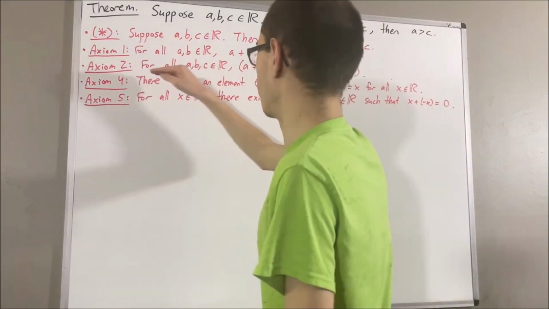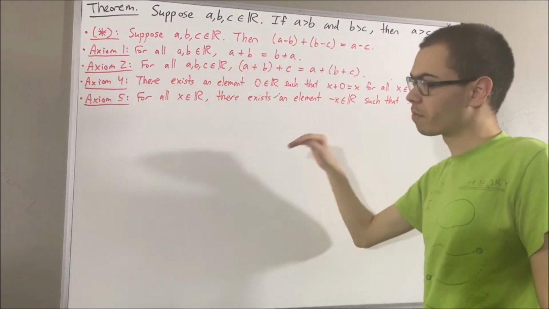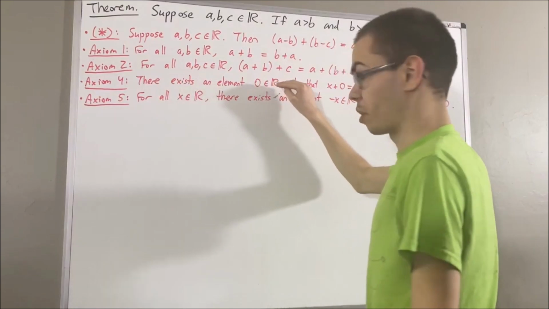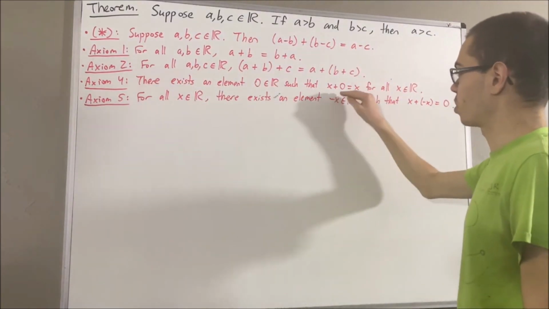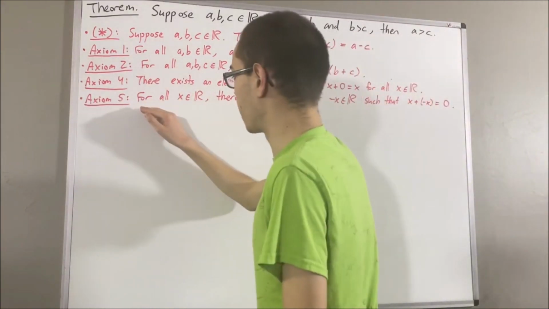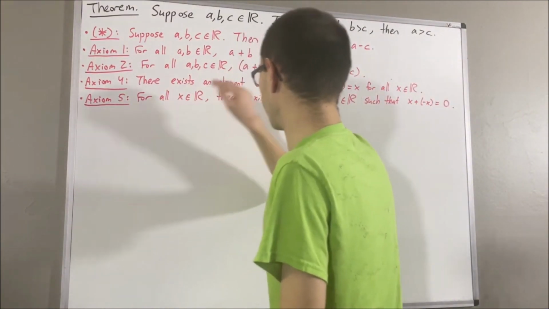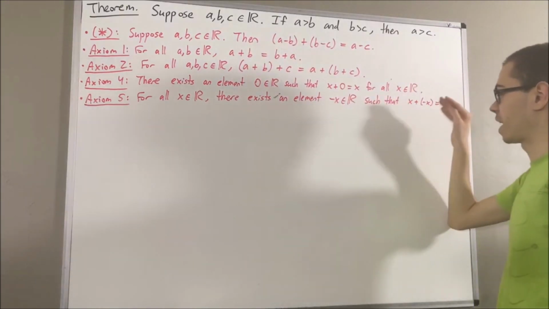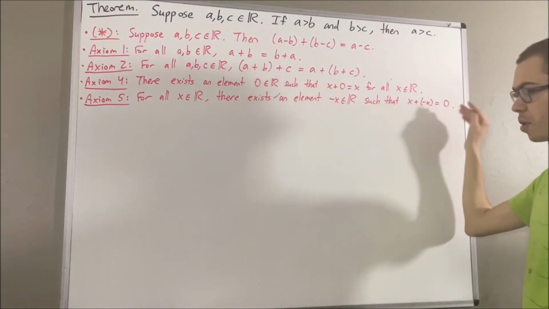Axioms 1 and 2 are just the commutative and associative laws. Axiom 4 tells us that there exists a real number, which we call 0, that has the property that x plus 0 is equal to x for all real numbers x. And Axiom 5 tells us, for all real numbers x, there exists a real number, which we call the negative of x, that has the property that x plus the negative of x is equal to 0.